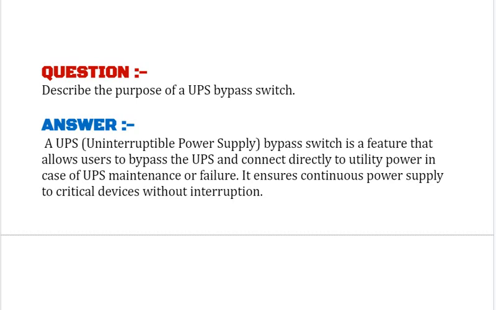Our next interview question is: describe the purpose of a UPS bypass switch. Your answer should be: a UPS, uninterruptible power supply, bypass switch is a feature that allows users to bypass the UPS and connect directly to utility power in case of UPS maintenance or failure. It ensures continuous power supply to critical devices without interruption.